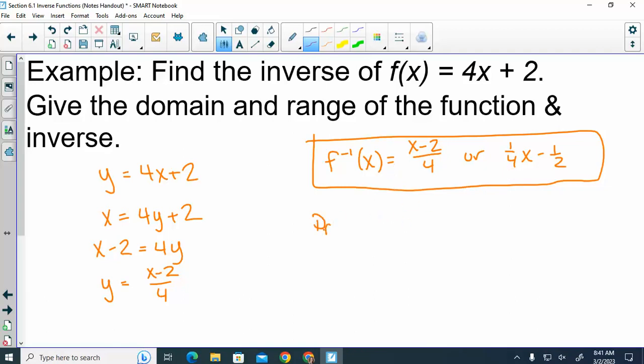Domain of the original is the range in the inverse. If I look at the original, this is just a line. There's no fraction, no square root, so what's my domain? Okay. Range of the function is the same as the domain of the inverse. When I look at my inverse, I have a fraction, but does the bottom ever equal 0? No, so it's the same thing.